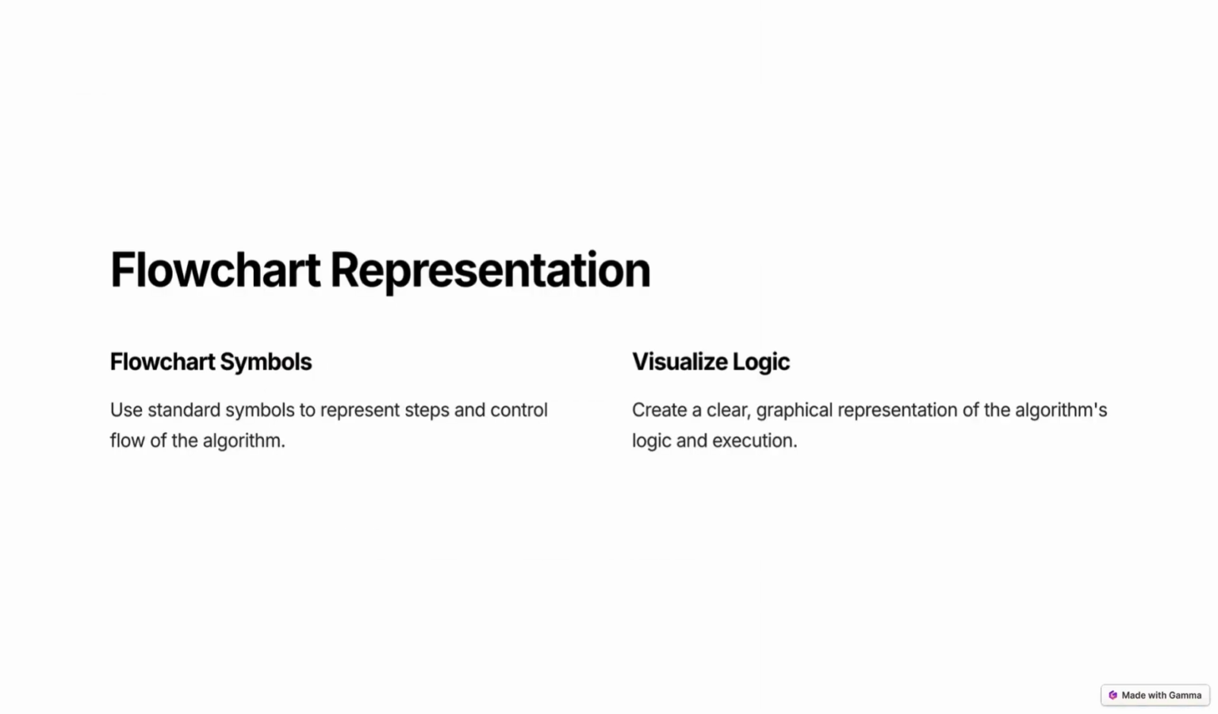Let's see the third step, that is flowchart representation, in which there are flowchart symbols and visualized logic. Flowchart symbol. Use standard symbols to represent steps and control flow of the algorithm. And in visualized logic, create a clear graphical representation of the algorithm's logic and execution.